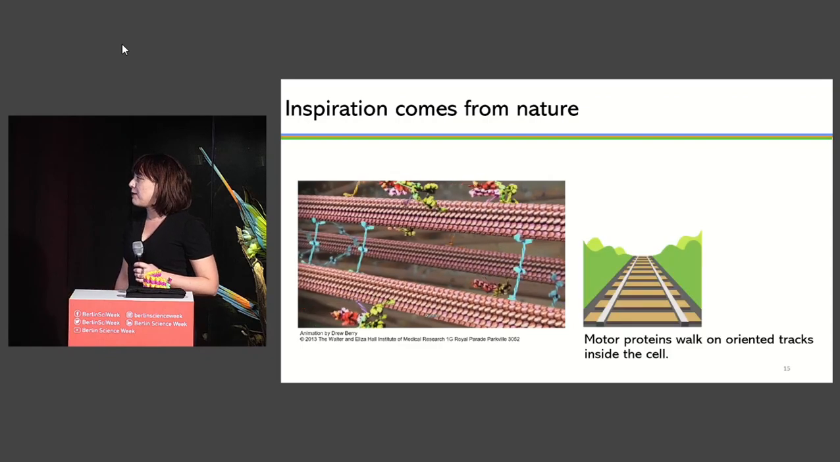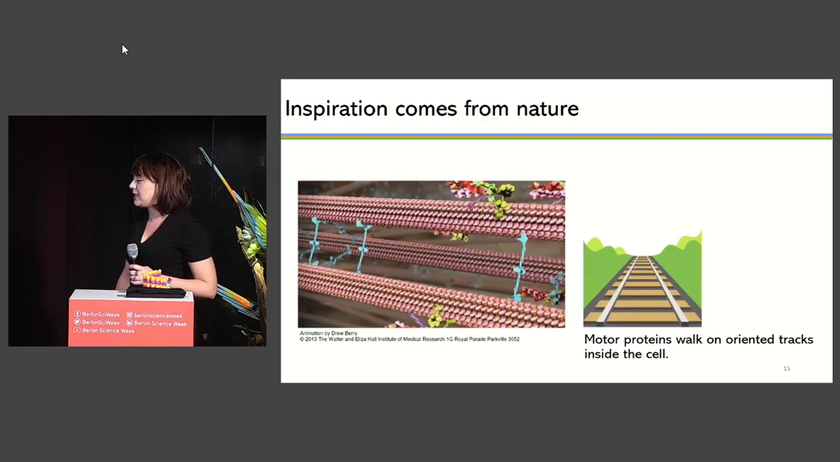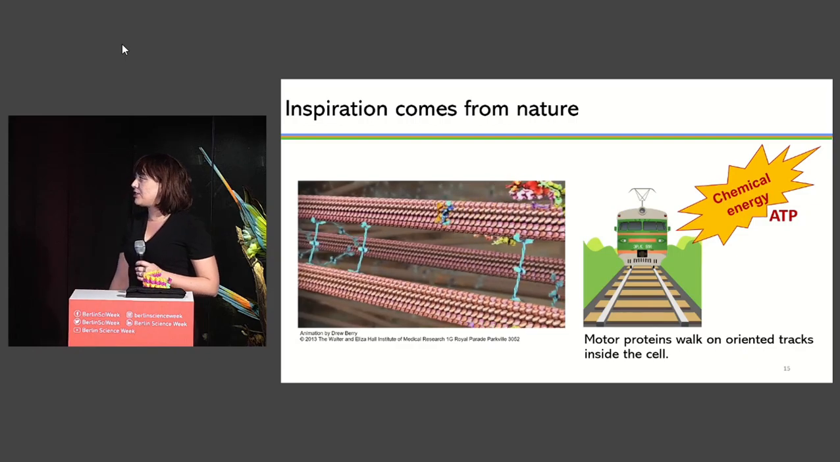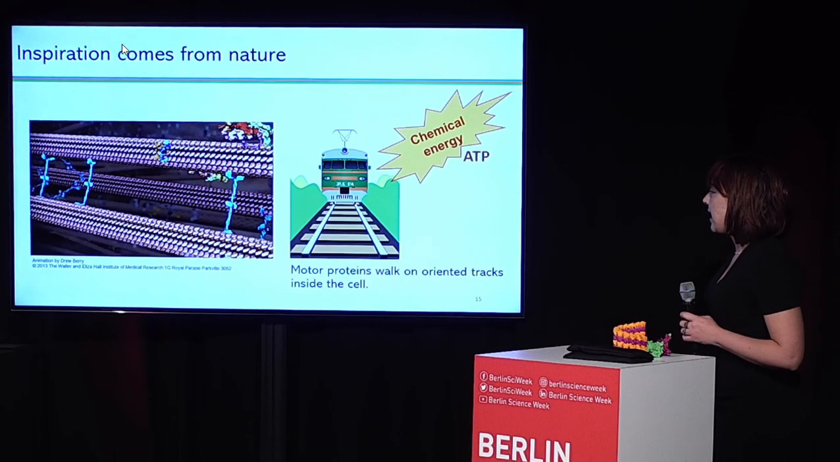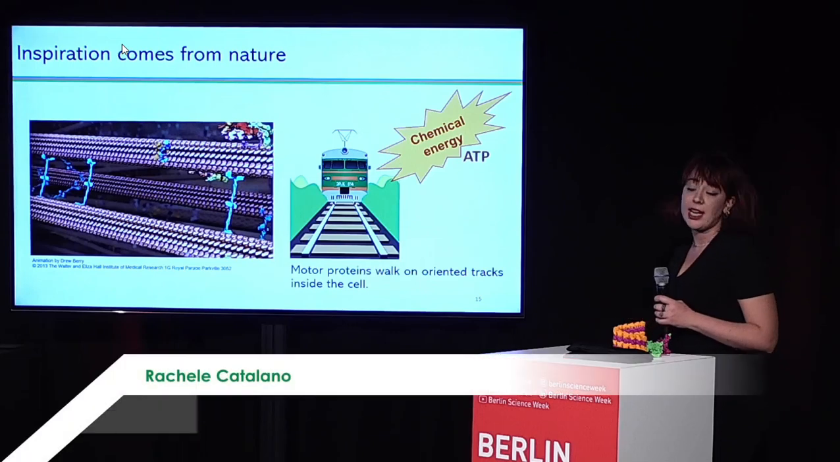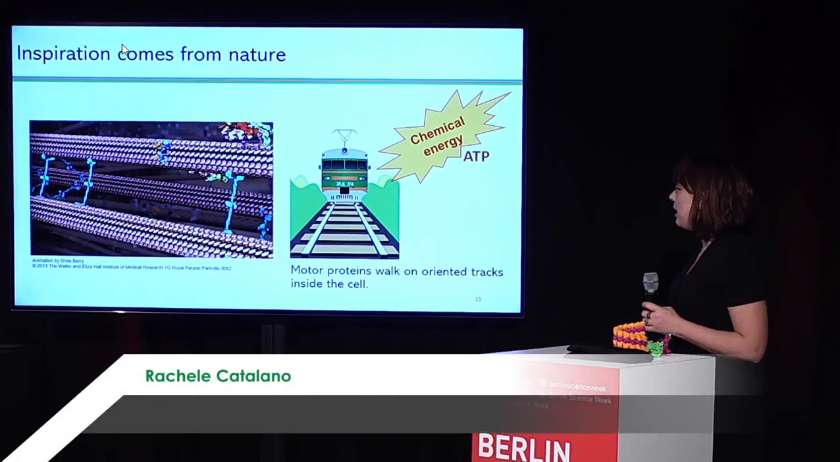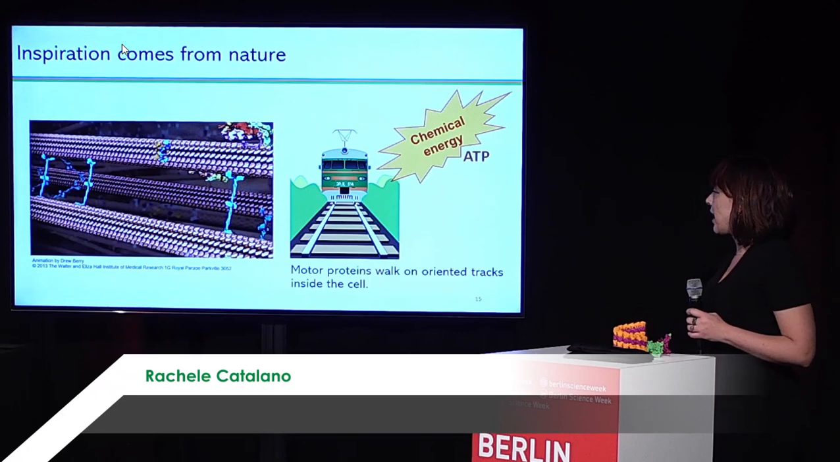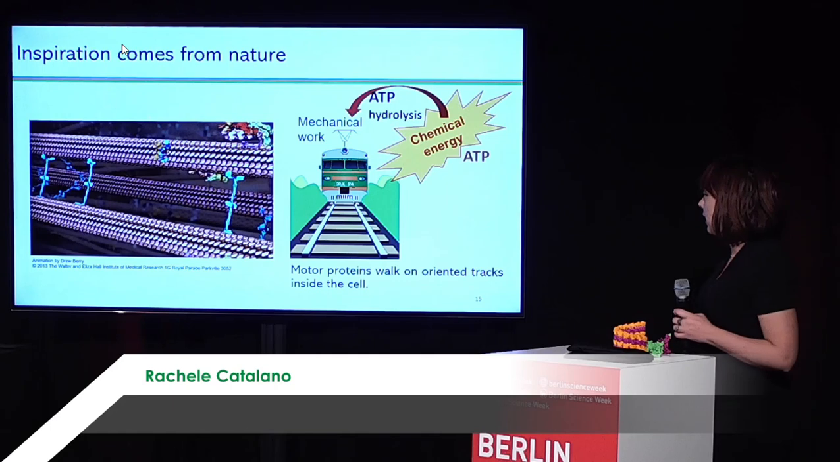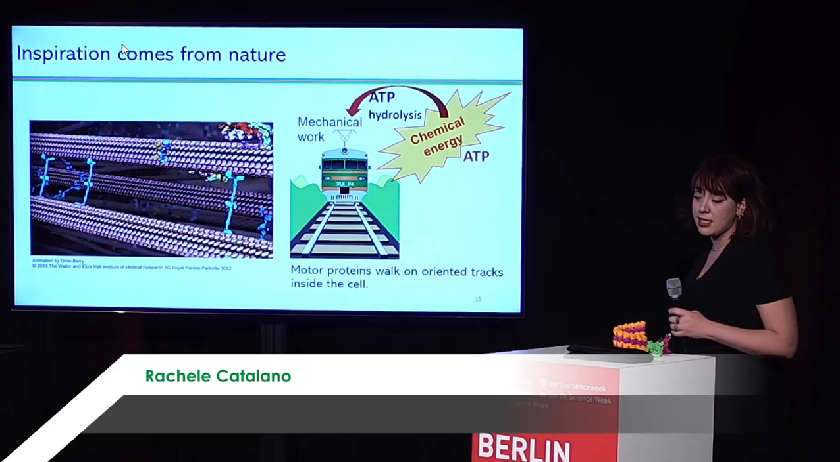And all of them have something in common. The nice thing about these biological molecular machines is that they work much like a train or a car. They walk on these tracks, and they're able to transform chemical energy into mechanical work. And they do this by using a very nice molecule known as ATP via a process known as ATP hydrolysis.